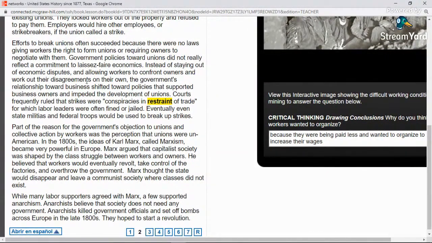But all these efforts to break the unions often succeeded because there were no laws giving workers the right to form unions. Okay, government didn't really have a policy towards unions because unions did not reflect laissez-faire economics. So instead, the government stayed out of these disputes and said, hey, I don't know what's going on. So a lot of these unions could be broken up and a lot of people could be kicked out of the unions.